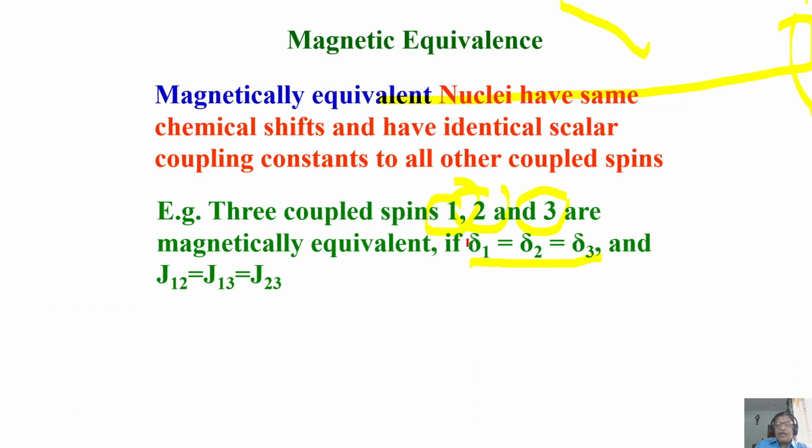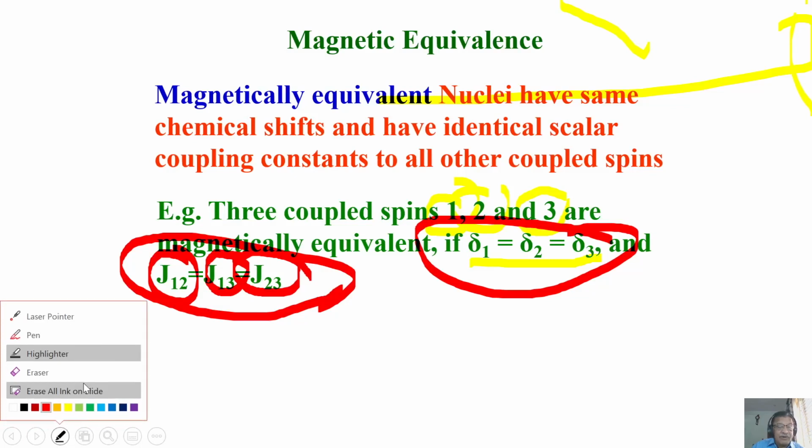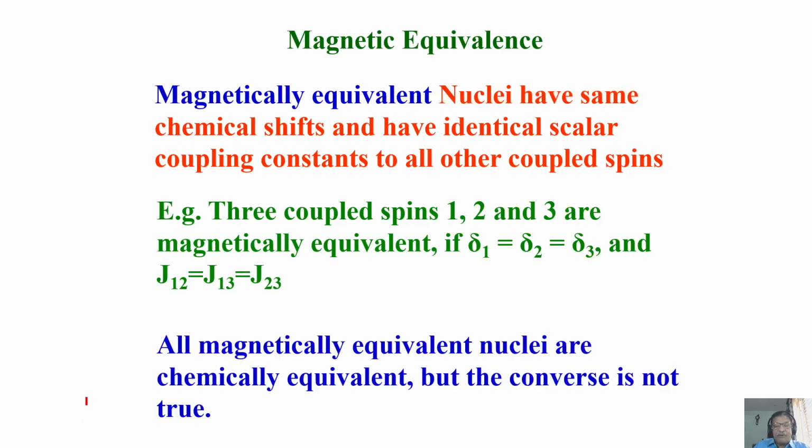I also say coupling between 1 and 2, J12, coupling between 1 and 3, J13, and coupling between 2 and 3, J23, are all the same. This information was not told to you before when I discussed chemical shift and chemical equivalence. Now when I discuss magnetic equivalence, in addition to chemical equivalence, I am also telling you they are magnetically equivalent because their couplings are also the same. This is a very important information.